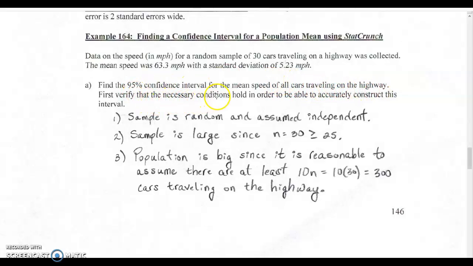First, verify that the necessary conditions hold in order to be able to accurately construct this interval. That means verifying the conditions of the central limit theorem for means. One, the sample is random and we're going to assume independent. Two, the sample is large since the sample size is 30 and it has to be at least 25, so that's certainly greater than or equal to 25. And three, the population is big since it is reasonable to assume that there are at least 10 times n, the sample size, so 10 times 30, which is 300. There are at least 300 cars traveling on the highway.